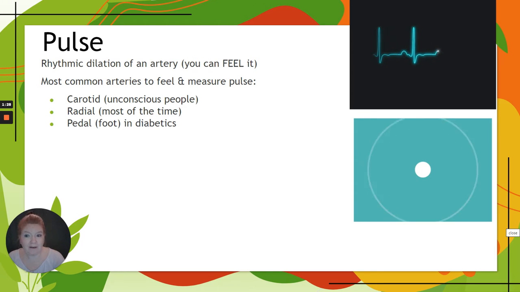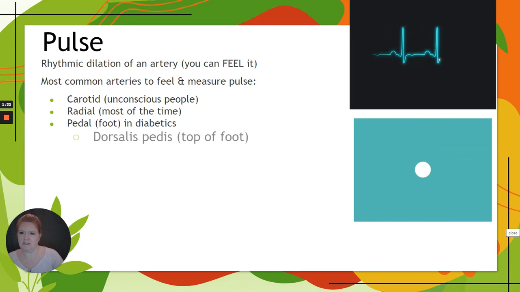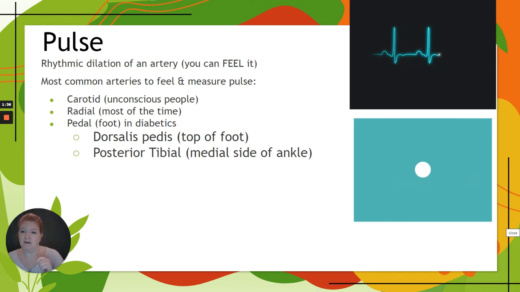And I'm going to use a pedal pulse in the foot for diabetics, also sometimes for other reasons. So I might check the dorsalis pedis, that's on the top of the foot. I might check the posterior tibial on the medial side of the ankle. And that's just to check and make sure the heart is pumping effectively and is able to circulate all the way to the furthest extremity.